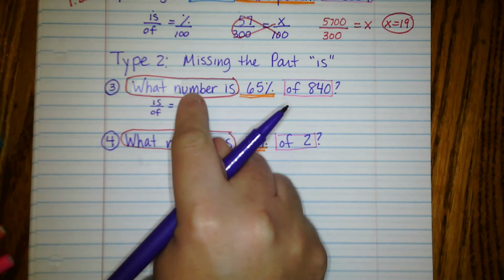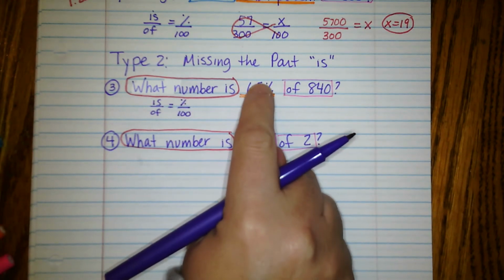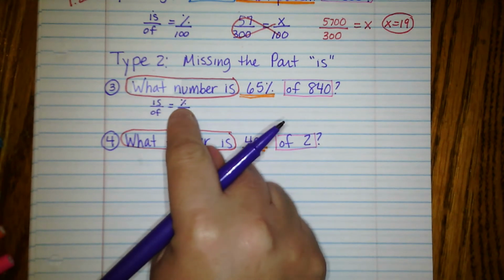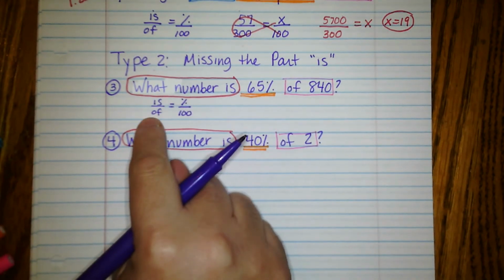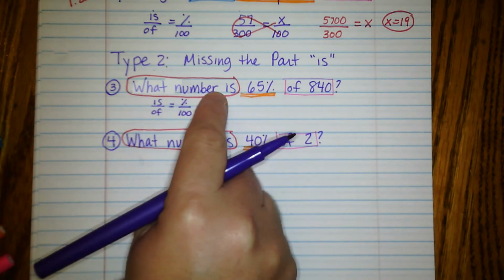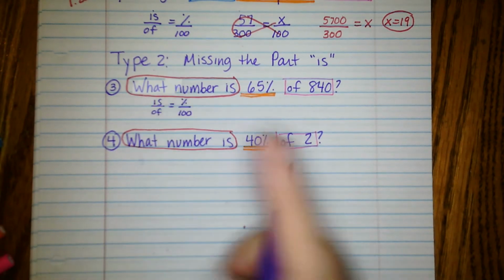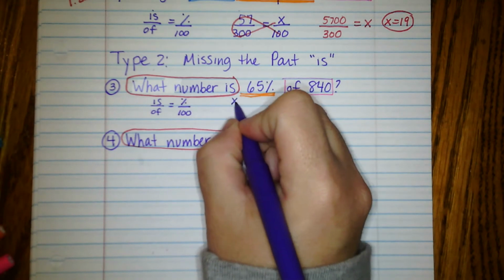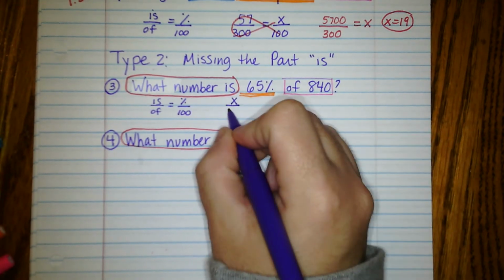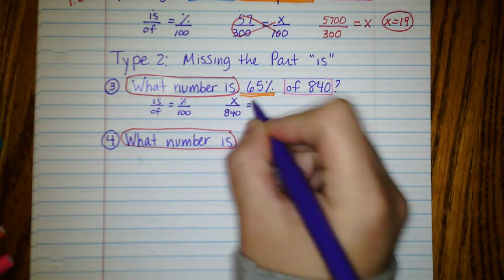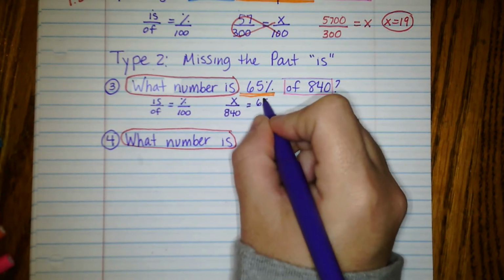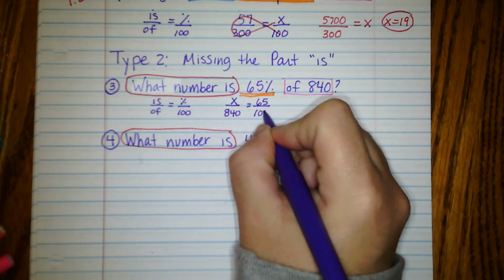This time we can fill in the percent. So I'm not messing with any decimals. I'm taking the 65 and putting it in the percent position. I'm going to take the 840 and put it in the of position. And since we're looking for the is or the part, that's where x goes. So this is going to be x over 840 is over of equals, our percent is 65 over 100.